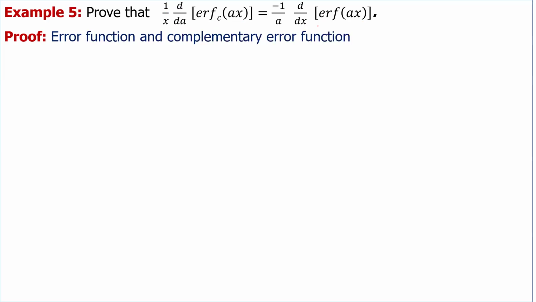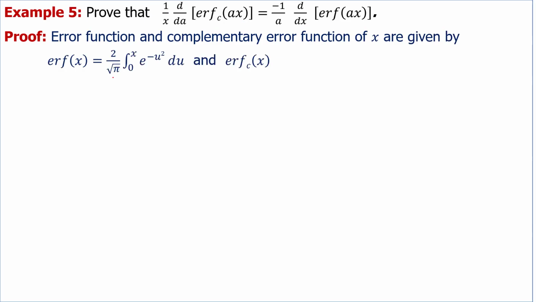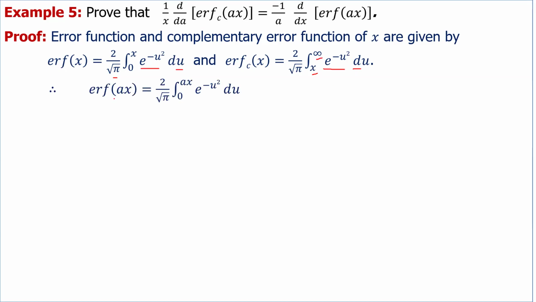The error function and complementary error function are given by: erf(x) is equal to 2 upon root pi, integration under the limit 0 to x, e to the power minus u square du, and erfc(x) is 2 upon root pi, integration under the limit x to infinity, e to the power minus u square du. Let us replace x by ax in both. Only this will change, nothing else will change. Let us take the left hand side.